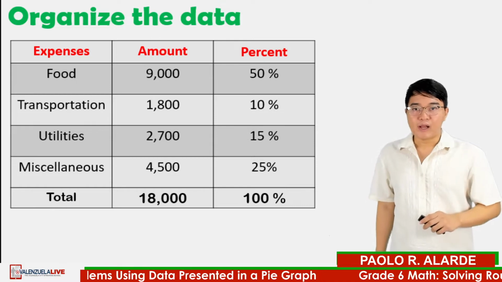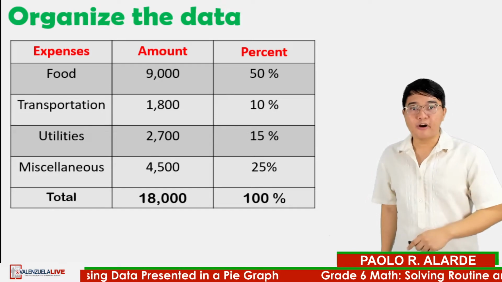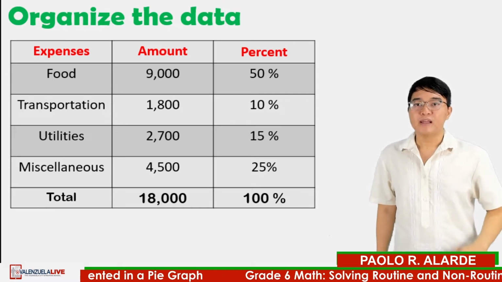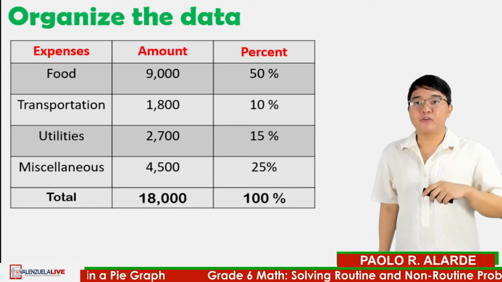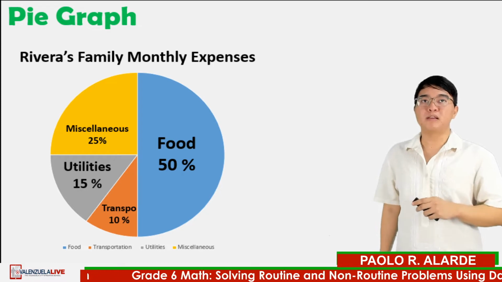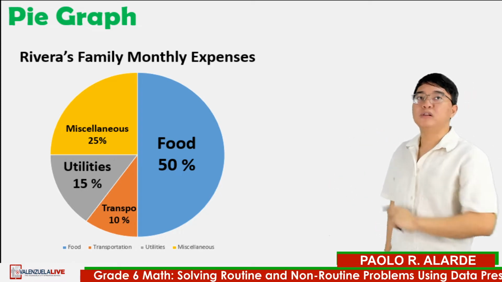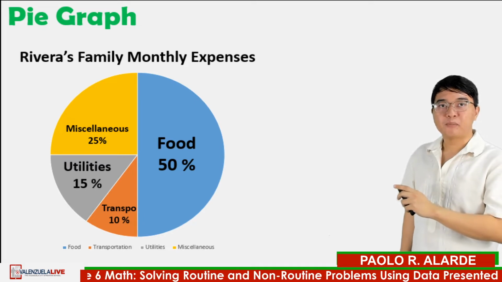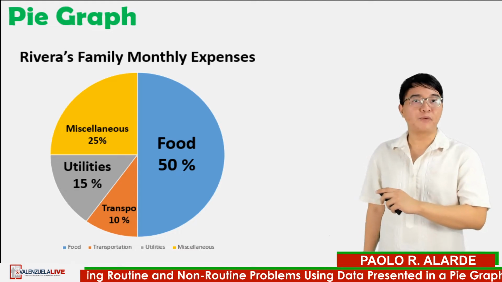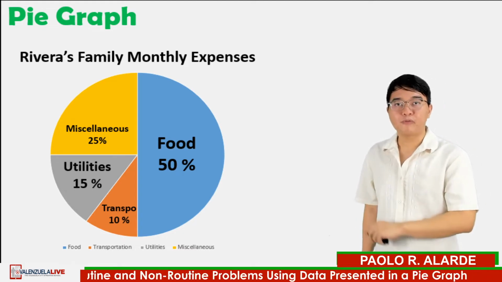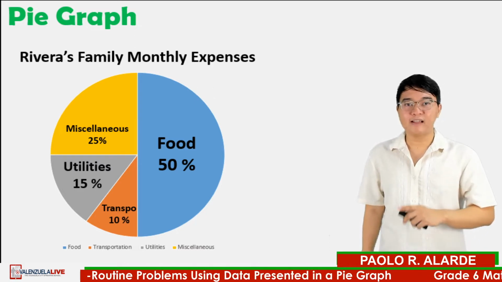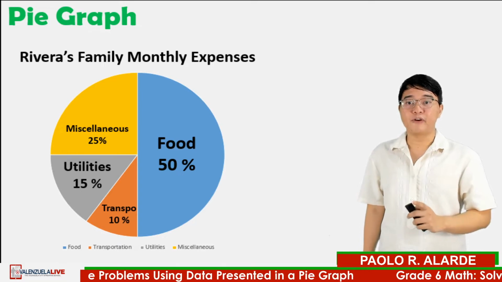Okay, so now that we know the percent of each category, it is time to construct a pie graph of the following data. This is the pie graph of the monthly expenses of Rivera's family. This is how the pie graph will look. So 50% is spent for the food, 10% for the transportation, 15% for the utilities, and 25% for the miscellaneous. By just looking at it, you can easily compare each category from each other.